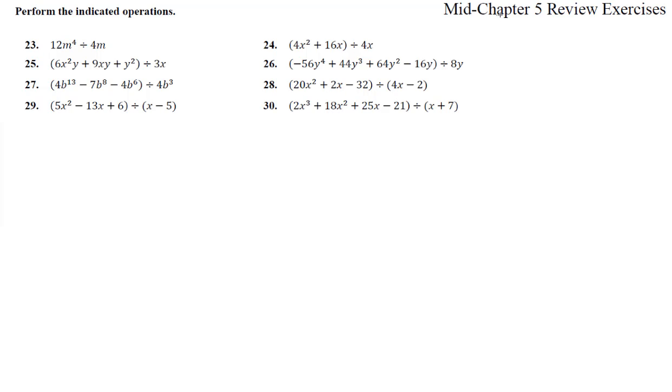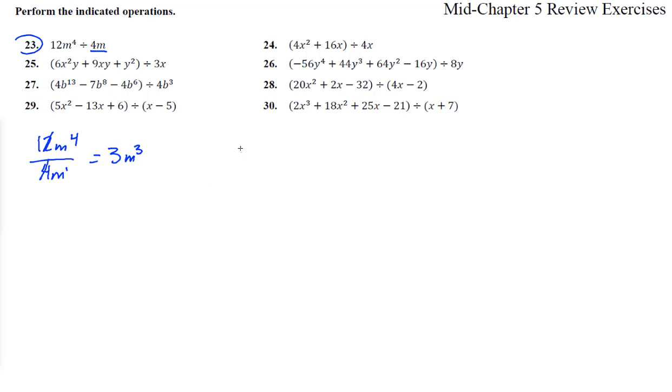Welcome to Mid-Chapter 5 review exercises, numbers 23 through 30. It says perform the indicated operations, and we're doing division here. The first three are monomials. Number 23 is just 12m to the fourth over 4m. This is just the rules of exponents. 12 over 4 is a 3, and then we subtract 4 minus 1 gives us m to the third power. Just the rules of exponents there.